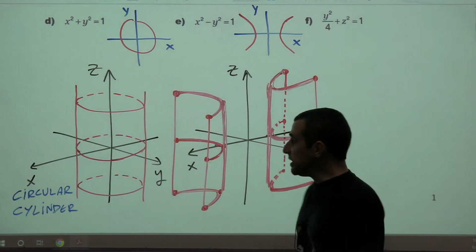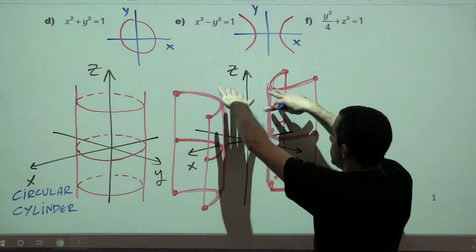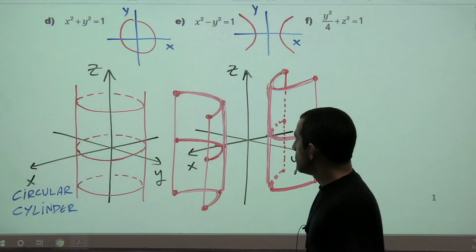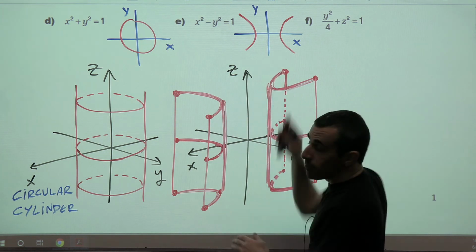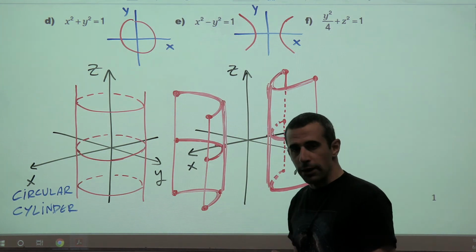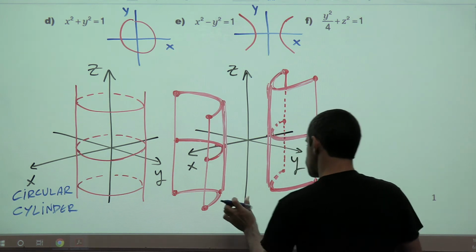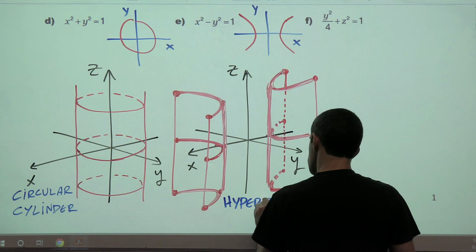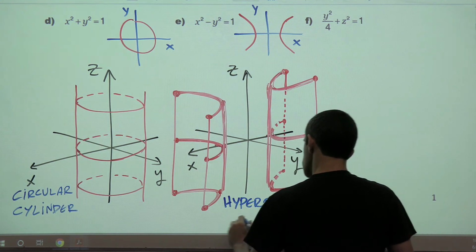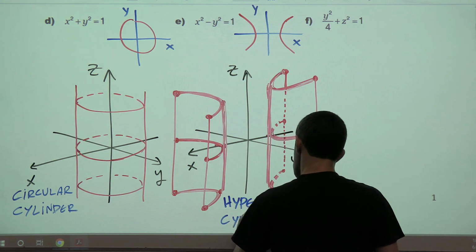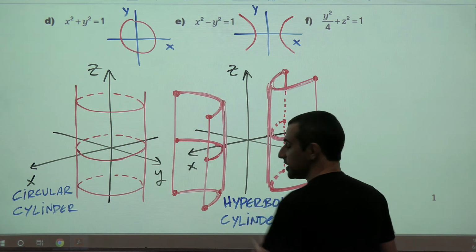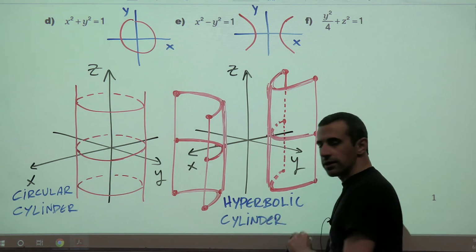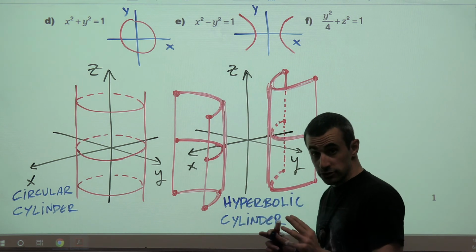It's a cylinder because all the cross sections perpendicular to the z-axis are the same. And what kind of cylinder is it? Well, those cross sections are hyperbolic. So this is called a hyperbolic cylinder. Again, it's cylindrical because those cross sections are all the same, and it's a hyperbolic cylinder because those cross sections are hyperbolic curves.